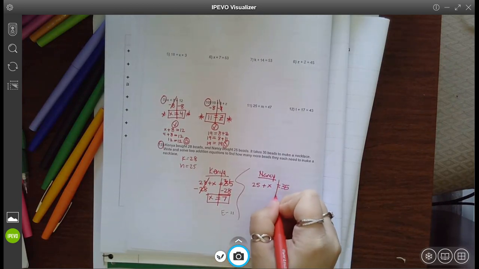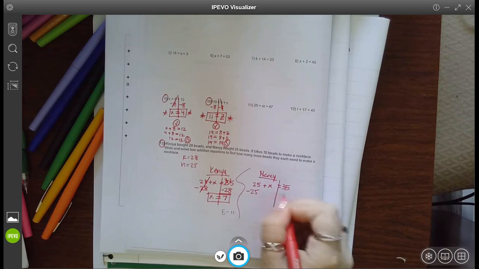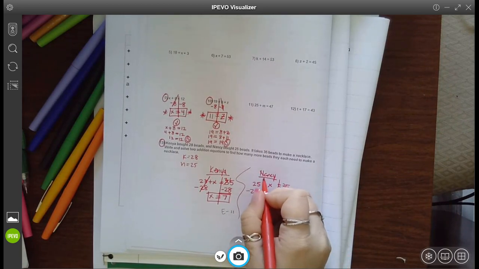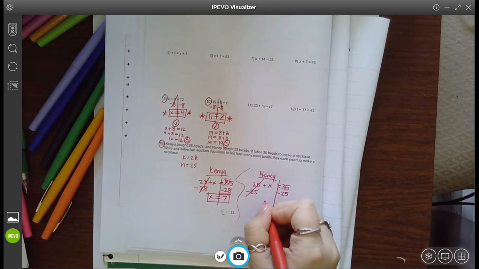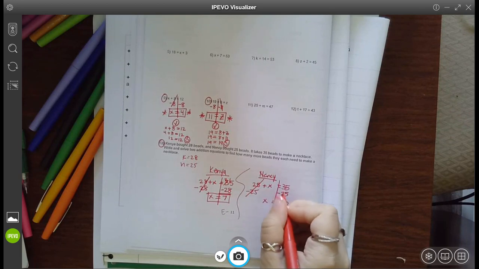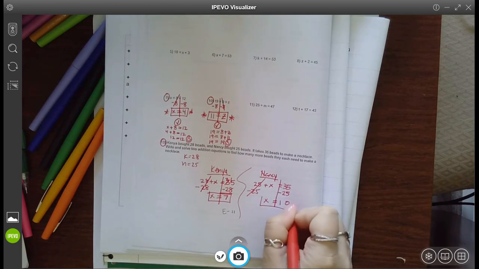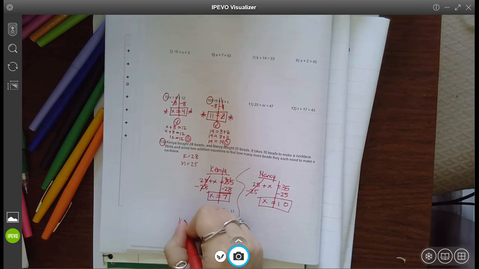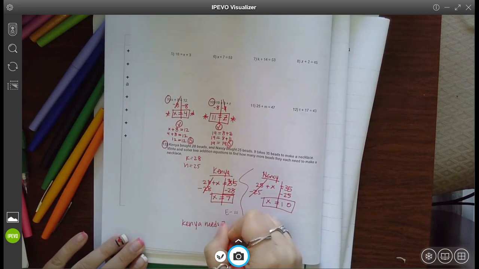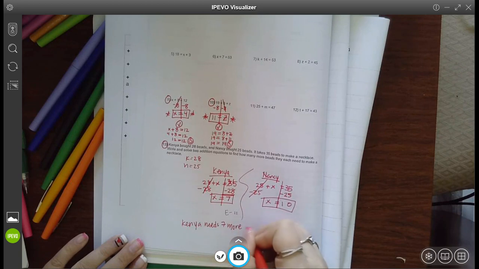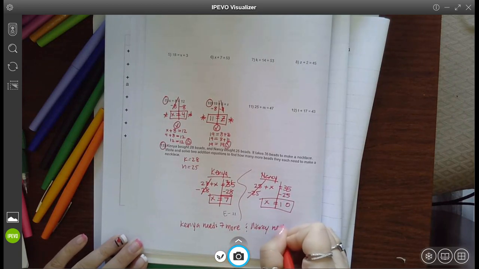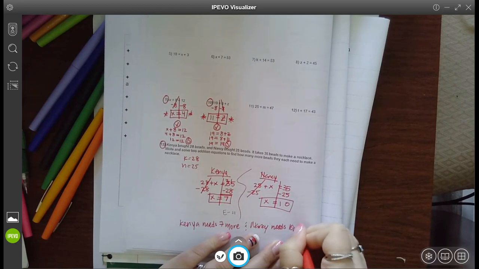And this one, subtract 25. Whatever you do to one side, do to the other. 25 minus 25 is 0, so that's gone. Bring down your x equals 35 minus 25: 5 minus 5 is 0, 3 minus 2 is 1, so you get 10, which means Kenya needs 7 more, and Nancy needs 10 more.